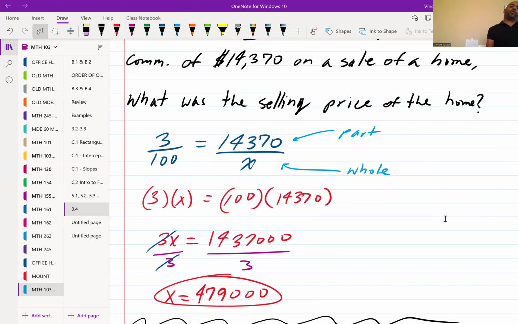Same process, you cross multiply, take your X up to the 3, take the 100 up to the 14,370. That will give you 3X equal to, let's see, 1,437,000. And then divide by 3. 479,000.